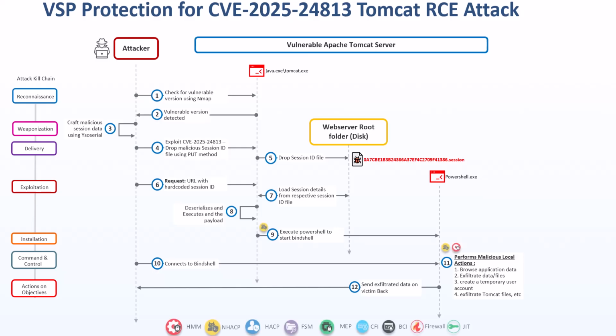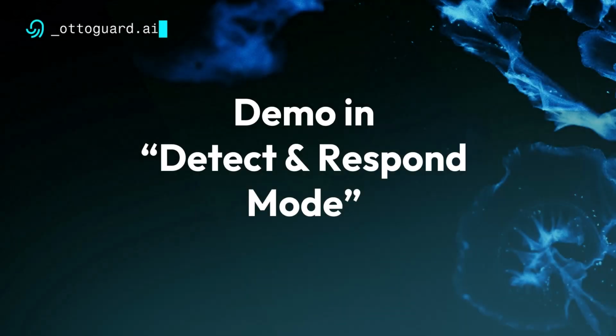Virsec's VSP protects the workload in Step 9 by preventing the threat actor from executing the malicious PowerShell command to spawn a bindshell, thereby halting further propagation of the attack. This attack is first explored with VSP in detect and respond mode, where threat actions are logged and posted to the SIEM, but exploitation is not prevented. Patchless mitigation, however, requires VSP's protect mode, which blocks the threat early in the kill chain, ensuring zero dwell time and preventing any opportunity for exploitation.